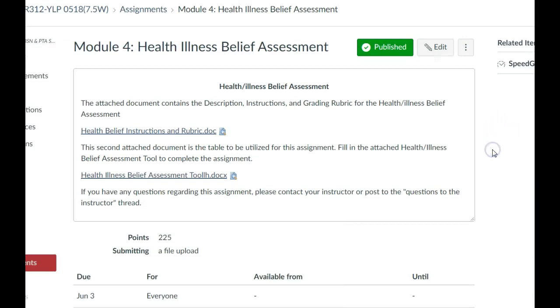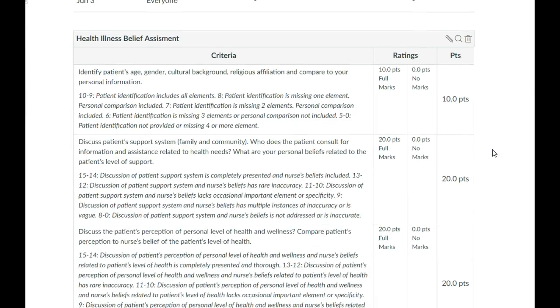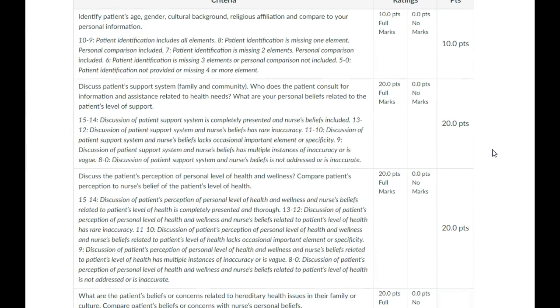So now if we scroll down, here's your rubric. Remember in these rubrics it has missing 1 element, missing 2 elements. So when you look at the first one, it has 1, 2, 3, 4, 5 elements that you need to have in that first column. If one of these is missing, that's where you could lose your points.